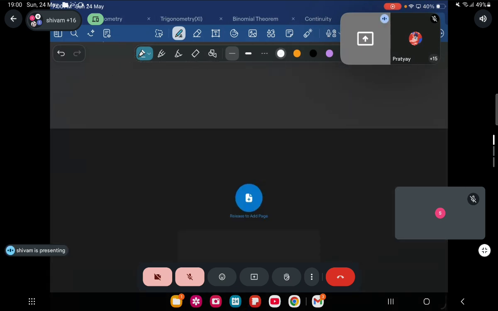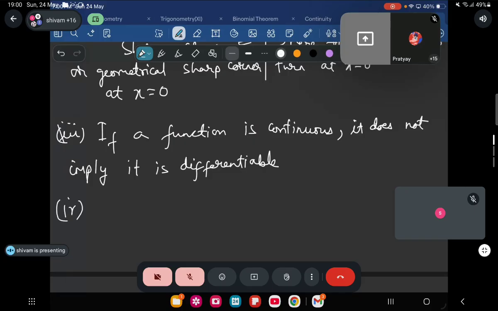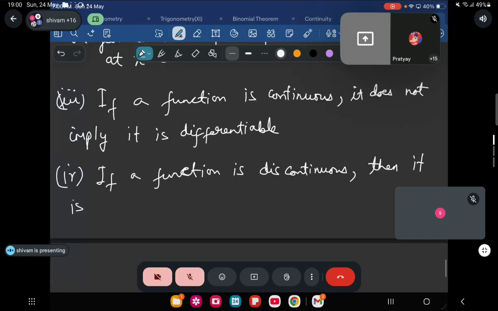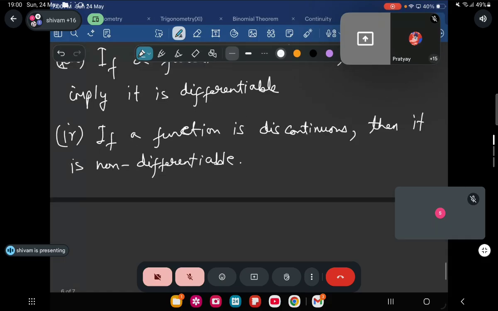Okay. Next. Number 4. If a function is discontinuous, can I say it is differentiable? No. Then it implies non-differentiability. Anyone having any doubt, you can ask now. If a function is discontinuous, then the function is non-differentiable.